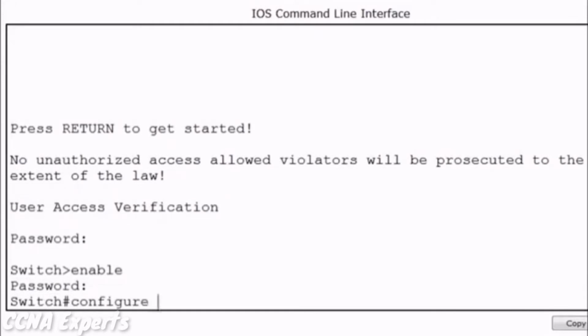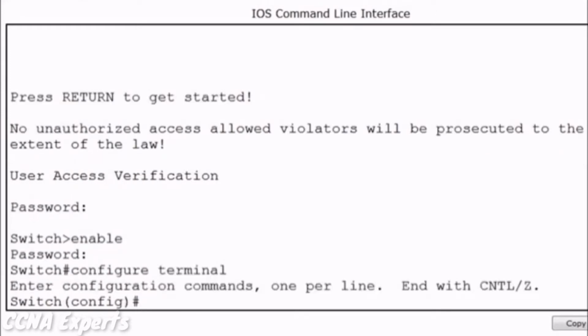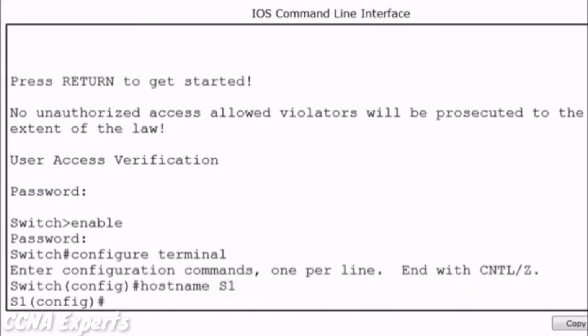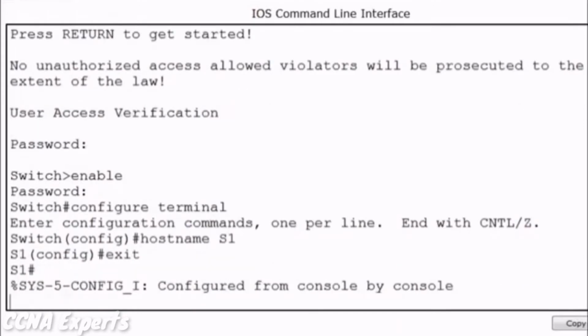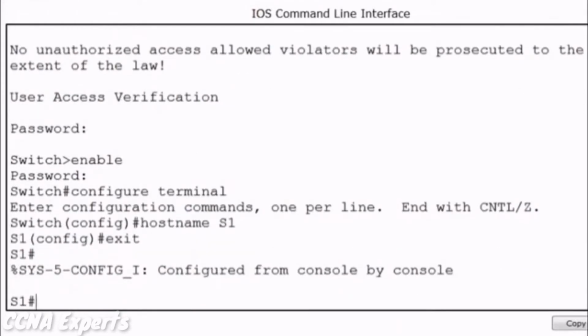I'll type in configure terminal to get to global config mode, and I'll set the host name of the switch to S1. To save the configuration on the switch, I'll go back to privileged exec mode by typing exit and pressing enter. And then from privileged exec mode, I put in the command copy running-config startup-config. This command means copy the running configuration to the startup configuration file.